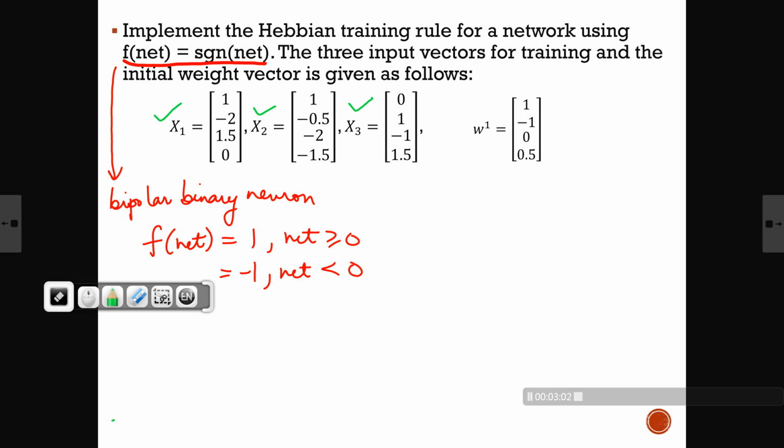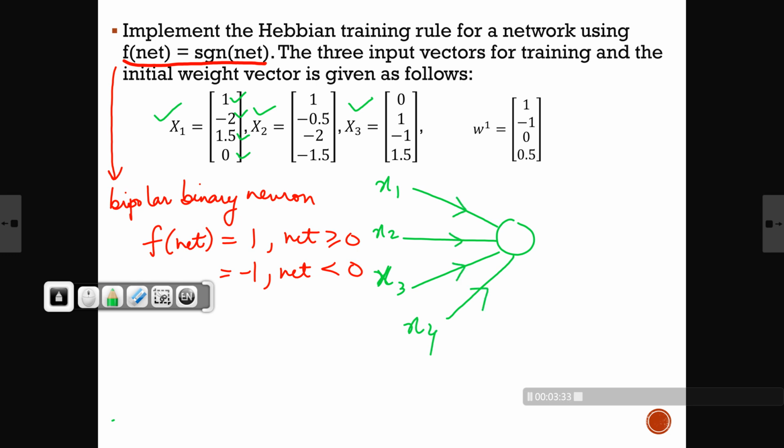We have seen that there are 3 training vectors which are given, x1, x2 and x3. Now each of these has got how many inputs? It is a vector, so it has got 4 inputs in each of these input vectors. So whenever I have a neuron, I can model the neuron like this. There is x1, x2, x3 and x4, and we have these weights. Some initial weights are there and this is the output.